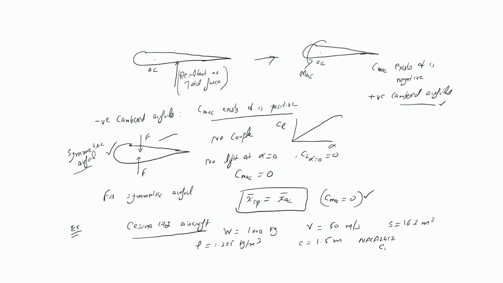Where CMAC, will it be positive or negative? It will obviously be negative, minus 0.05. This is a positive cambered airfoil, so CMAC is minus 0.05. Now the question here is to find the CP location. We will be solving this both here in the notes as well as in MATLAB. So that will briefly introduce you to the MATLAB software in today's class.